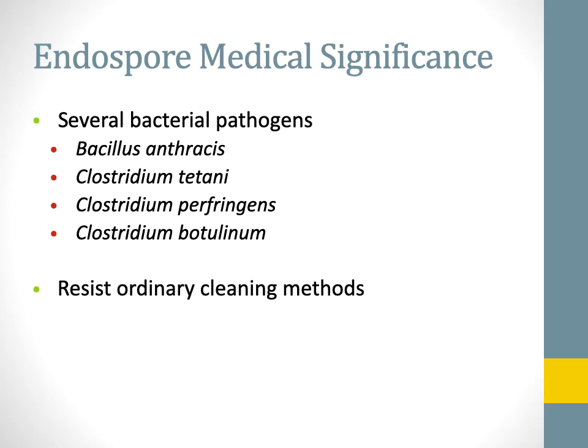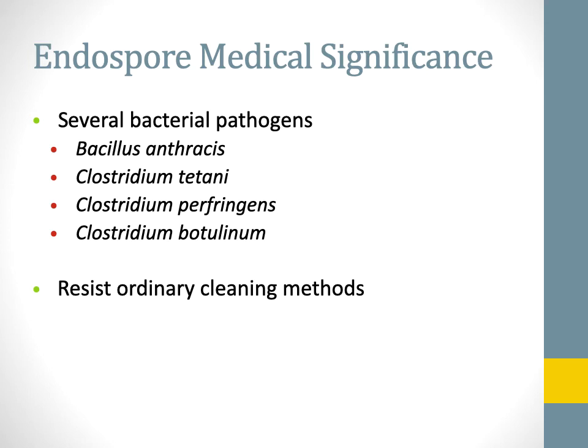As I mentioned, you've probably heard of the name of some of these just because of some of the toxins that they produce. So Bacillus anthracis, known for the anthrax toxin, but also produces endospores. And then we have a number of Clostridium, like Clostridium tetani or Clostridium botulinum, and they both produce toxins. Okay, and again, they're resistant to traditional cleaning methods. So medically, and we'll talk about this later on when we talk about physical control of microbial growth, especially in a medical setting, this becomes a concern.